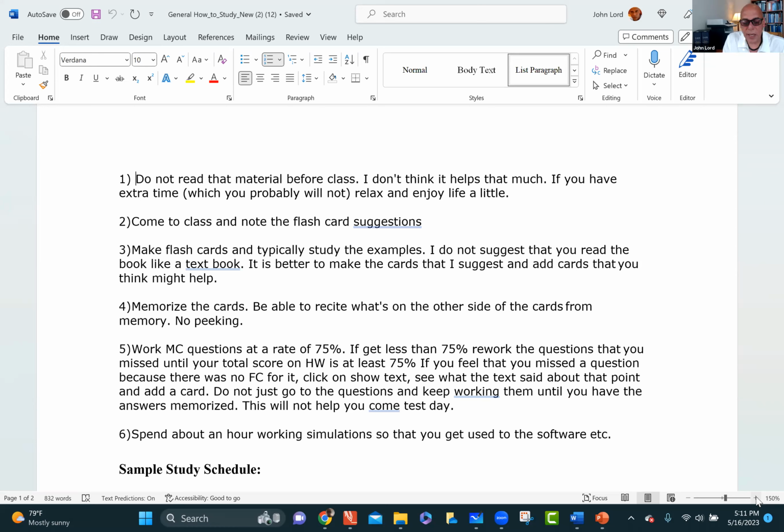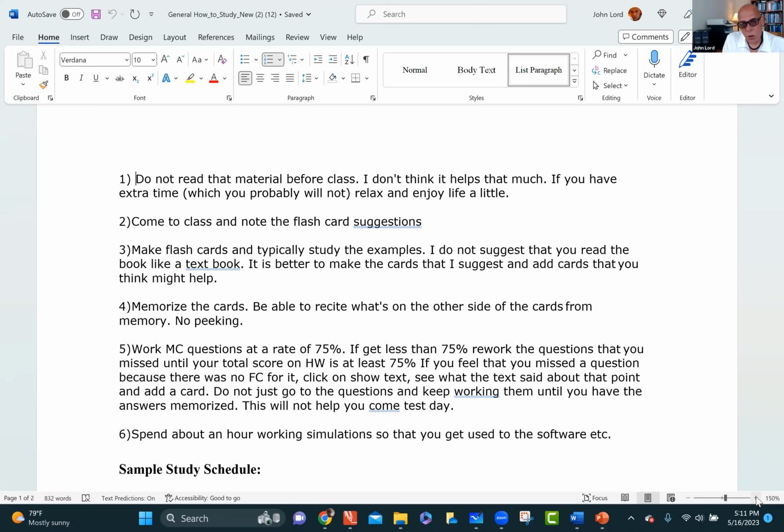Come to class and note the flashcard suggestions. As we go through tonight's lecture, for example, you'll see that I'm going to call out flashcard suggestions. I'm going to put the letters FC next to certain material that I want you to flashcard. Then after the class is done, maybe tomorrow, maybe during the balance of the week, as you're heading into the weekend and whatnot, you should then, number 3 here, make the flashcards that I have suggested.